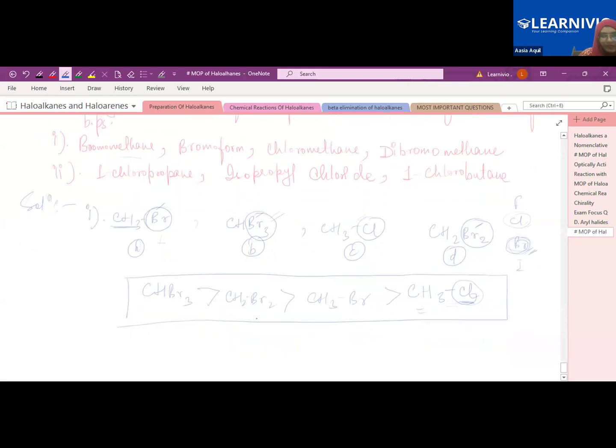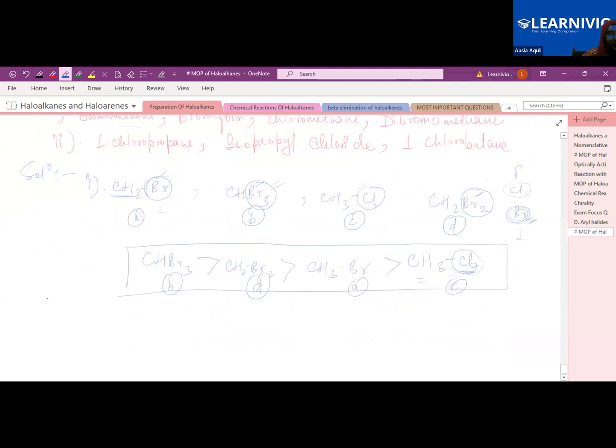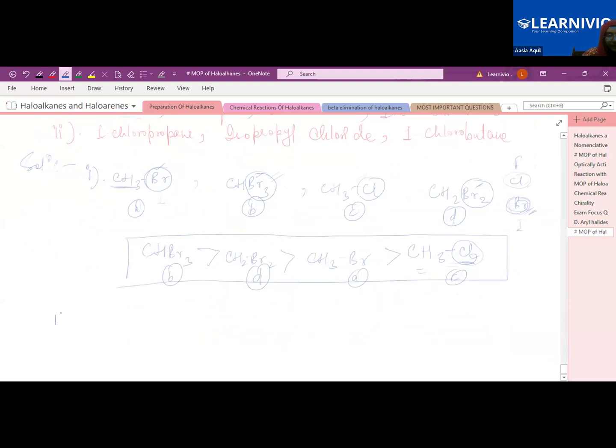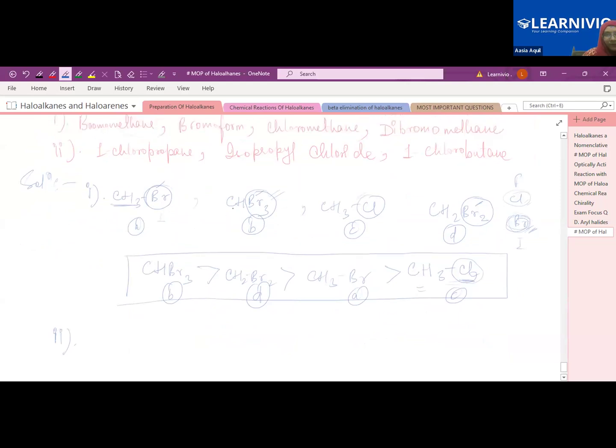Okay, so this one is B, then D, then C, then your A, then C. Okay, what about the second one? Tell me the order of boiling point in the second question. 1-chlorobutane has the highest boiling point. Yeah, good. 1-chlorobutane will have the highest boiling point.